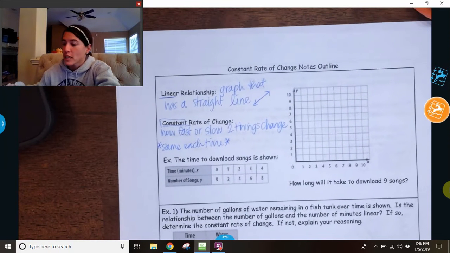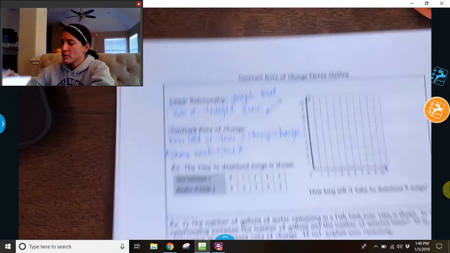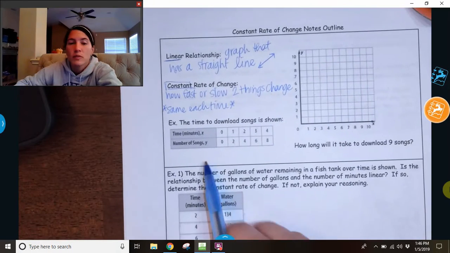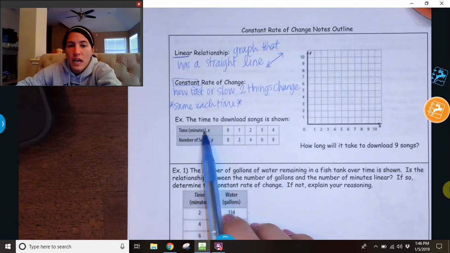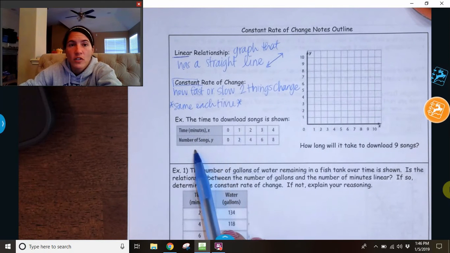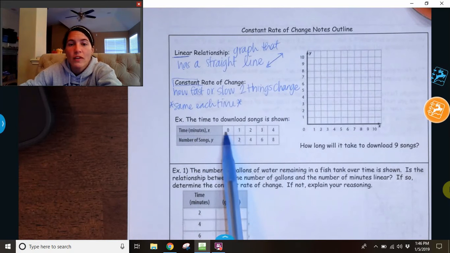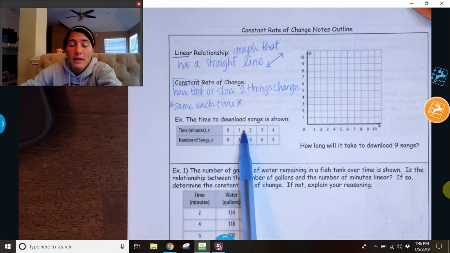Here's an example. The time to download songs... my table's sticky. Here is a table. So the time to download songs, the time is your X value, so that would be your X axis, and the number of songs that you can download is your Y variable, and that would be your Y axis. So if you have 0 minutes, then you can only download 0 songs. That should make sense. 1 minute will download 2 songs, 2 minutes will download 4, and then so on.